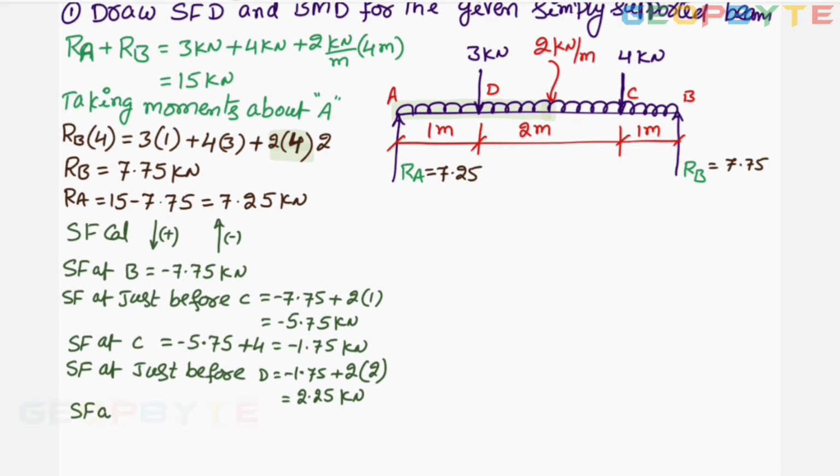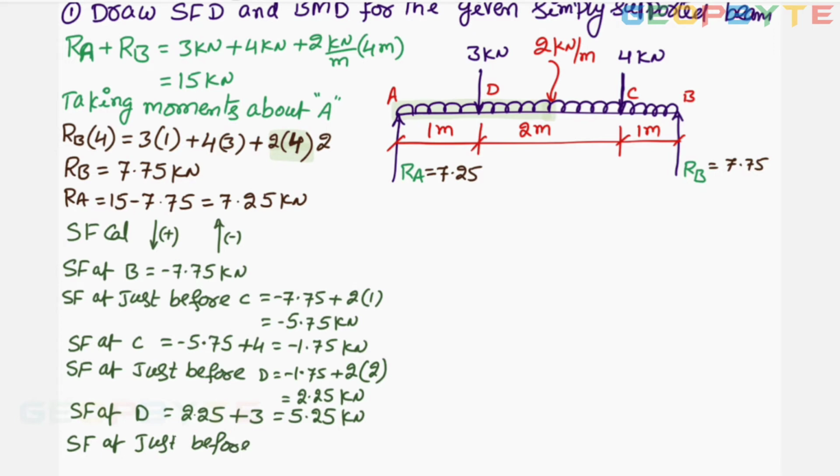Shear force at exactly D equals already 2.25 kilonewton is there, plus at D exactly 3 is there, it is 5.25 kilonewtons.